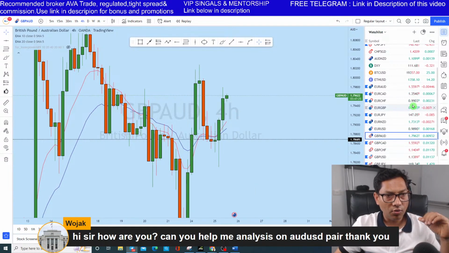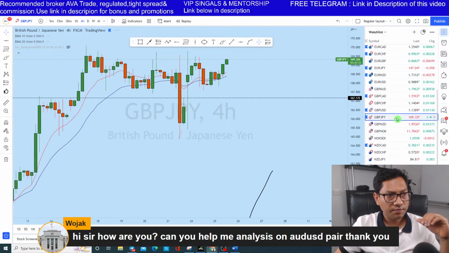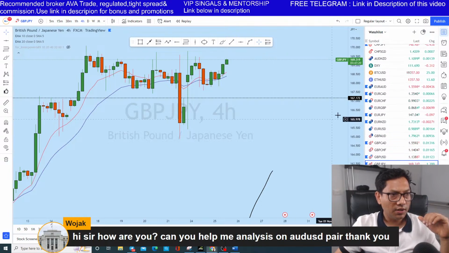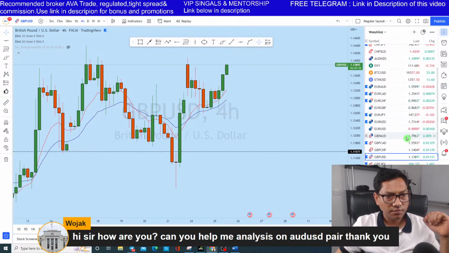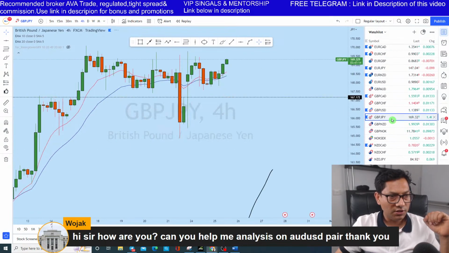Just create a pattern, how we can do that. Looks like the GBP is getting much stronger against the yen.